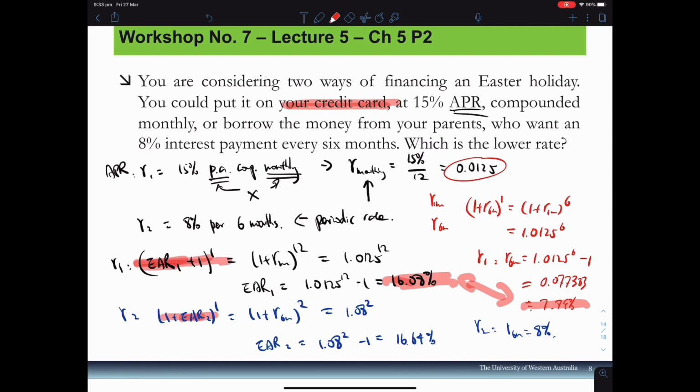The convention is people compare on a yearly basis, such that you can compare across many different interest rates rather than just 2 of them. But I guess for this particular question, you can do it on a 6 months basis if you want. As you can see, it makes no difference, right? The conclusion is the same.